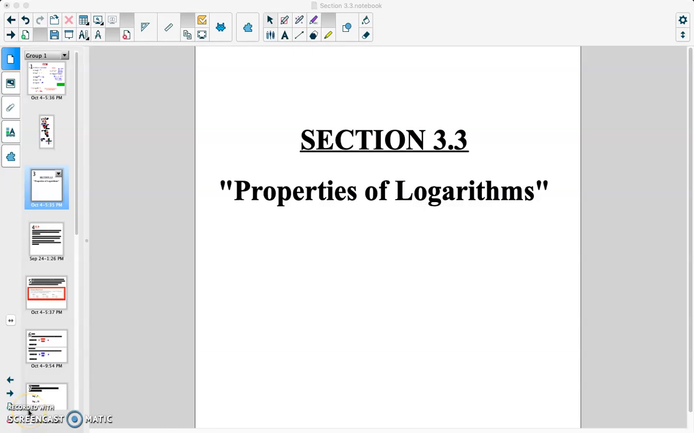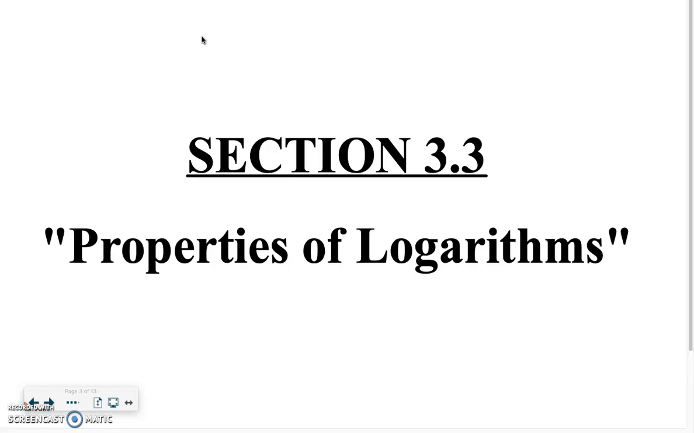All right, guys, section 3.3, properties of logarithms. I'm hopeful that a lot of what we talk about today sounds familiar, but again, I'm sure that we're going to see some new things sprinkled in. We're going to see some new tactics along the way.